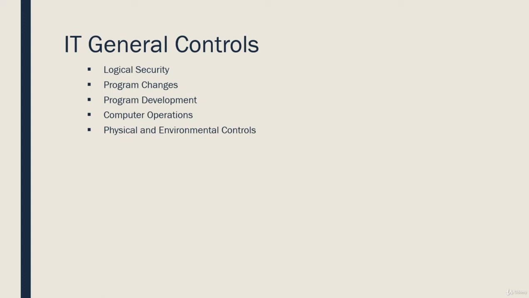Since this course is about IT auditing, here are some subcategories of the IT general controls. We don't go into this in depth in this particular course, but it's good to give you guys an overview of what the subcategories are. The categories are logical security, which has to do with access. We also have program changes, program development, computer operations, physical and environmental controls.